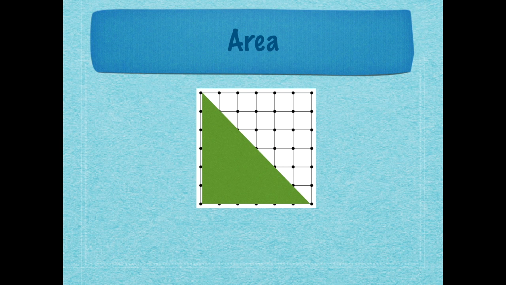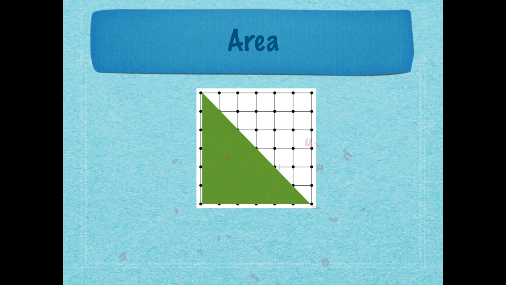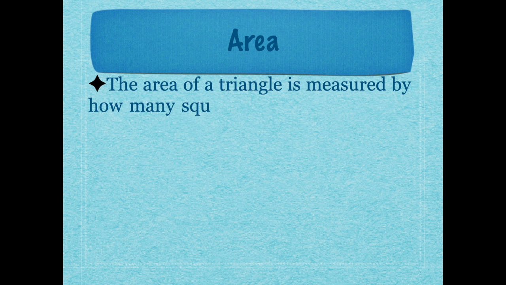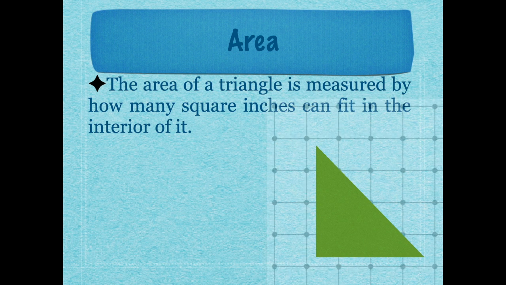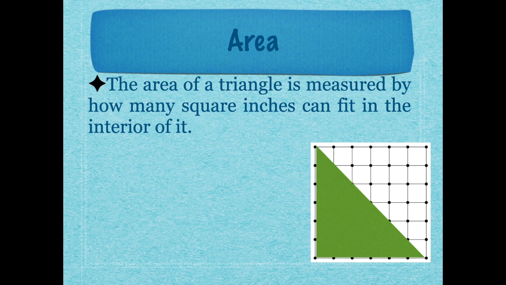takes up. So if I would look at this green triangle, I could count the square inches that it covers. The square inches that are actually inside of it. Now that's kind of tricky to do because of all the little corners and points, but I'll show you that in just a second. The area of a triangle is measured by how many square inches can fit on the interior of it. That means the inside. So I take my triangle and I put it on top of a grid of square inches, and then I just start counting.